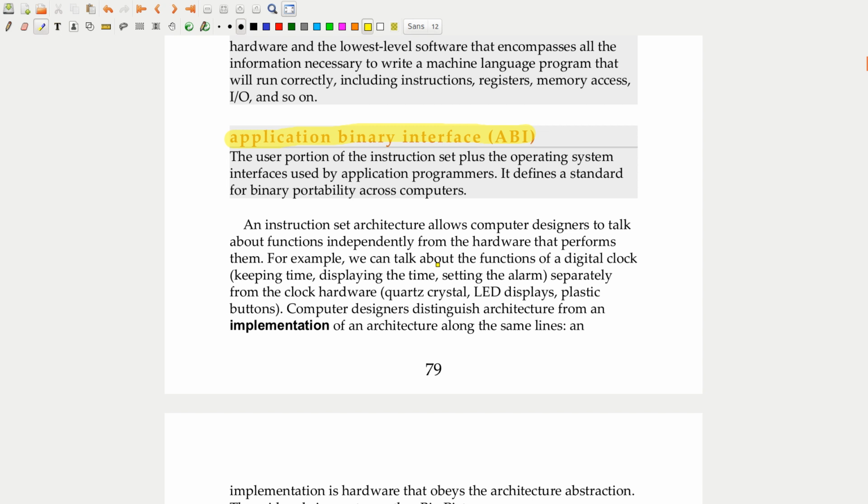Okay. For example, we can talk about functions of a digital clock separately from the clock hardware. So we don't need to teach someone about what an LED is to tell someone that we set an alarm. Okay. So computer designers distinguish architecture from implementation. So let's try to keep that in mind. And what you can kind of see is this is something that's very important for all walks of life. If you're talking with anybody, we don't want to get lost in the weeds in a conversation.